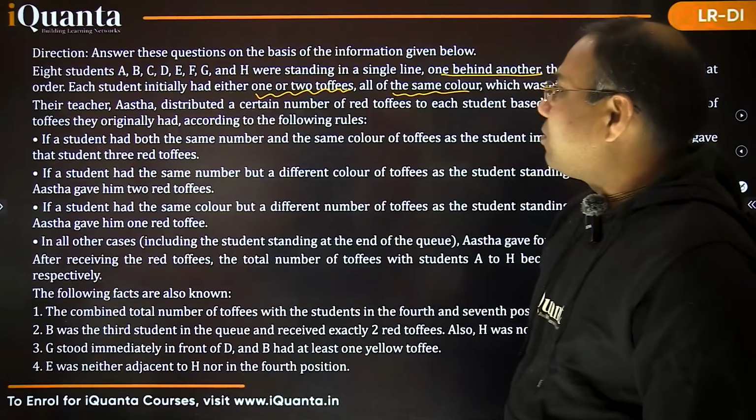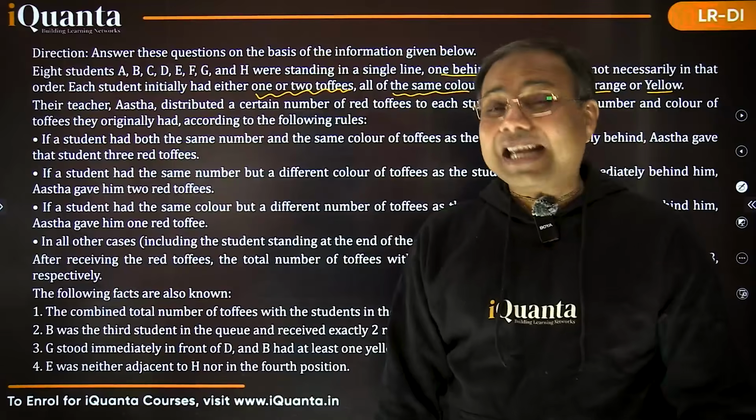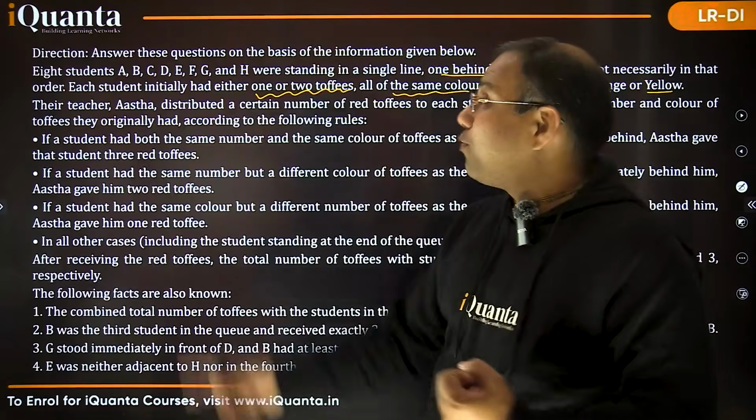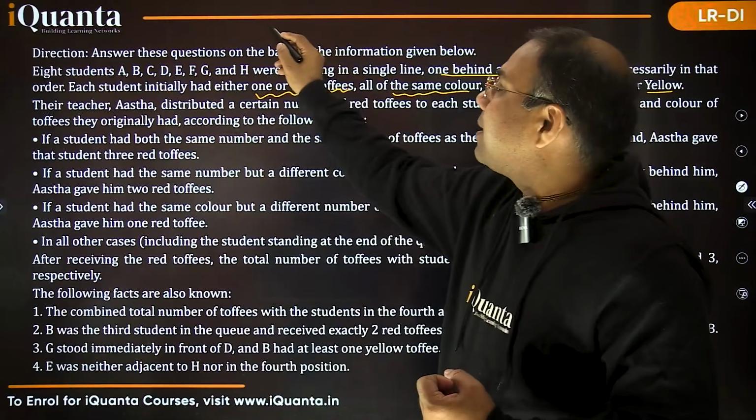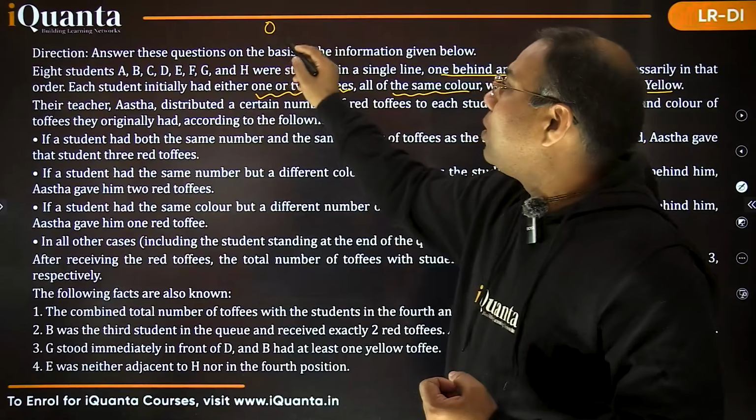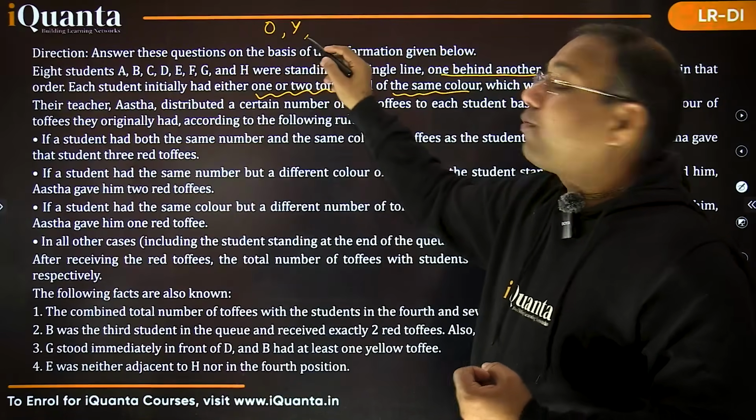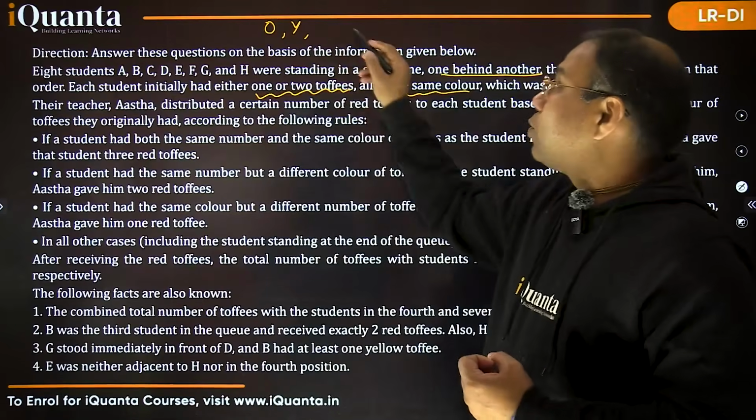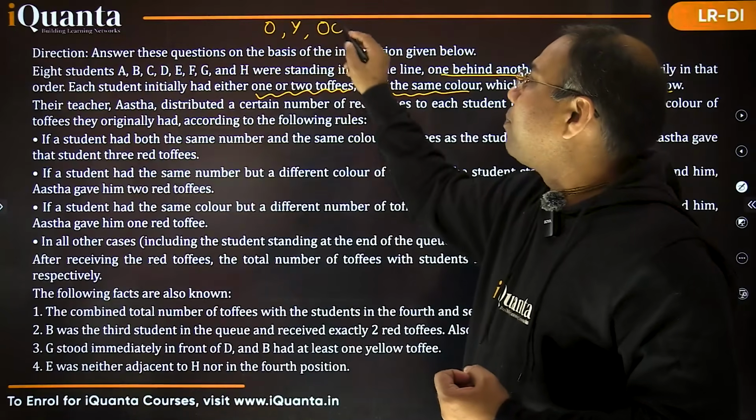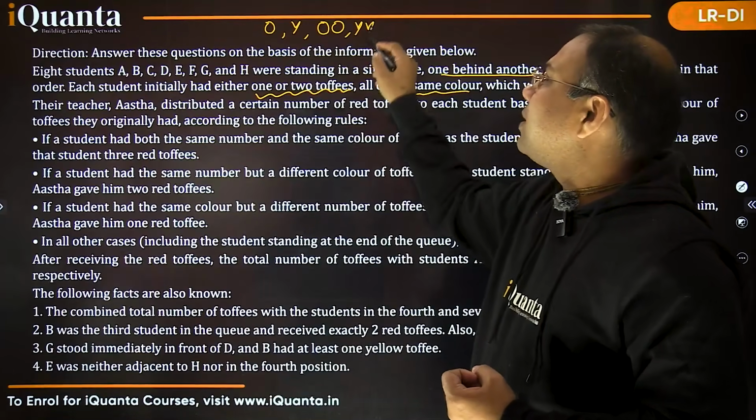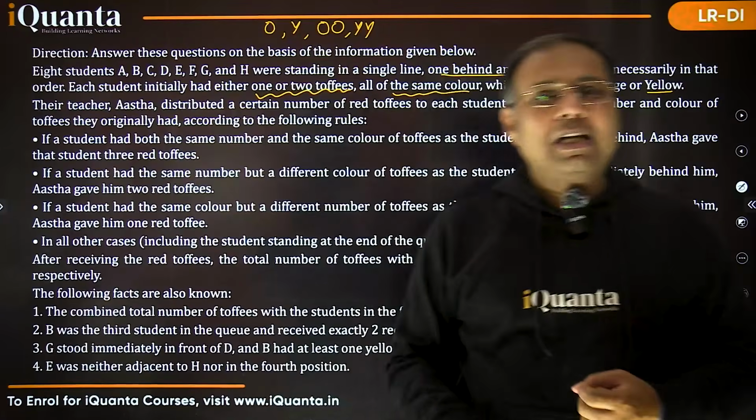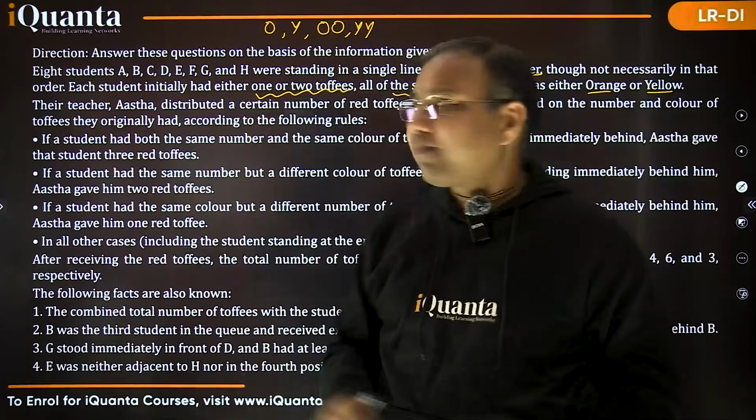Fine. So, okay. So what could be the initial composition of the trophies with these 8 students? It could be a single trophy, then it could be orange only, O, or if it is a single trophy, it could be Y only, yellow, or if the student is having 2 trophies, so both might be orange or both might be yellow. Fine. So these are the 4 possible combinations which any student can have initially. Fine. That's what we have read so far.